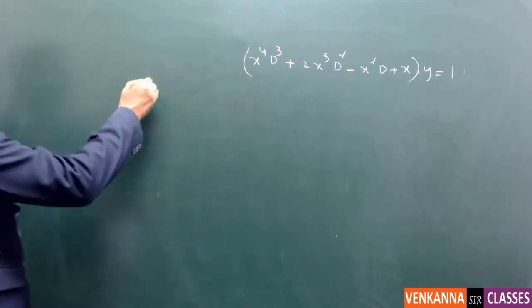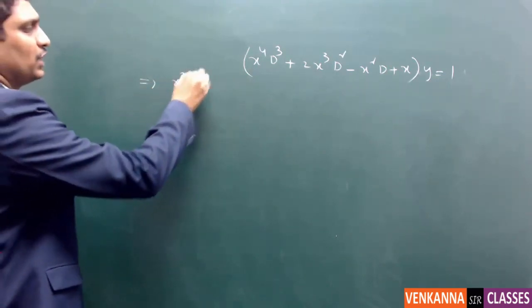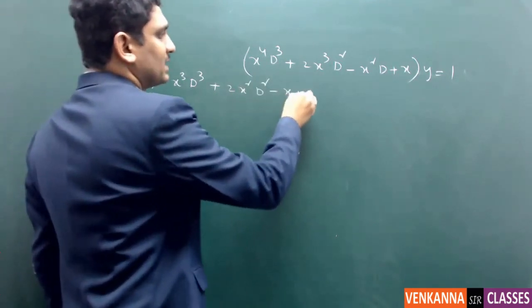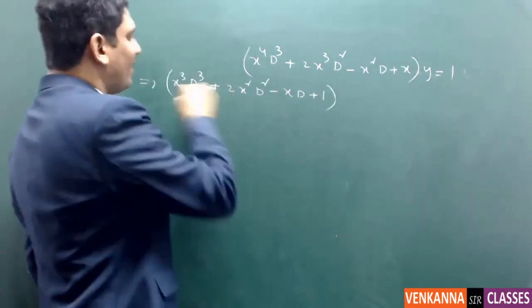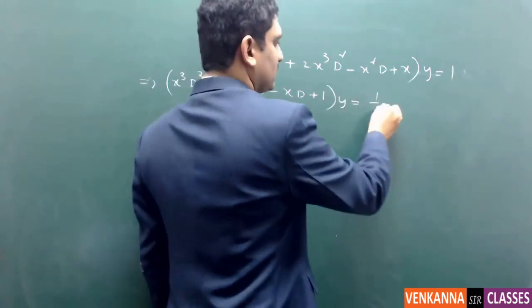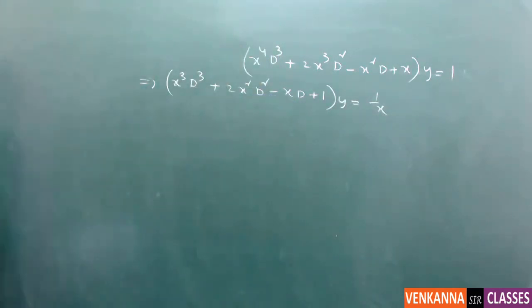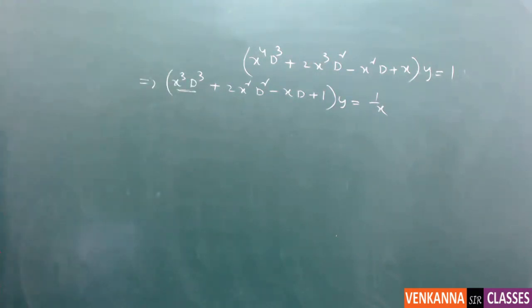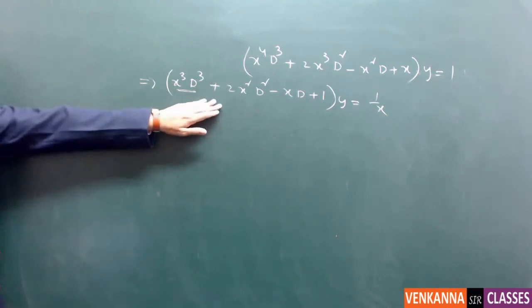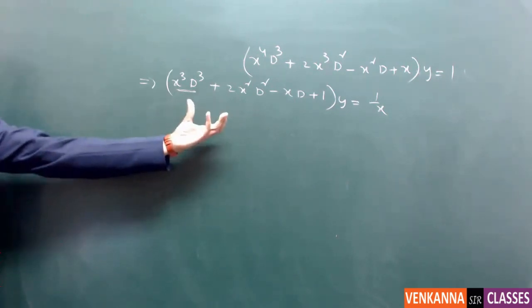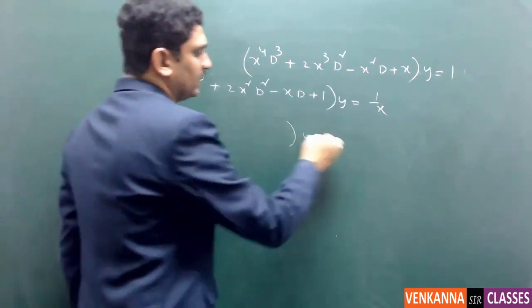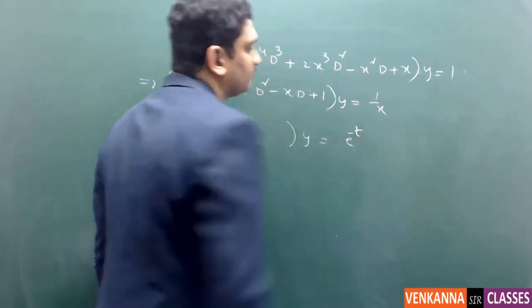So it will come as x cubed d cubed plus 2x squared d squared minus xd plus 1 of y is equal to 1 by x. In order to say that it is Cauchy-Euler, x and d must have equal power. Now you substitute the respective values here and give me the output in theta. I will write the right side value. It is e power minus t.